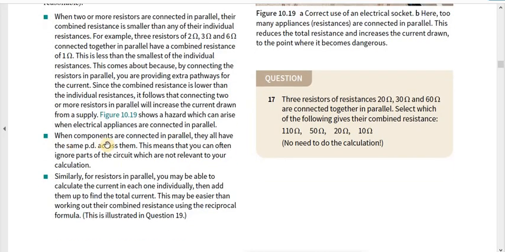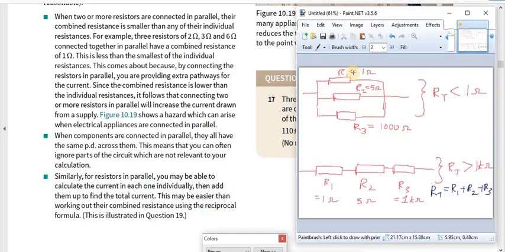Okay, next point. When components are connected in parallel, they all have the same potential difference across them. We learned that earlier. This means that you can often ignore parts of the circuit which are not relevant to your calculation. So if you are given the resistance 1 ohm and maybe you want to find the current through this, if you know the potential difference across any of these components, that will be equal to the same potential difference across this, so you can find the current through this.